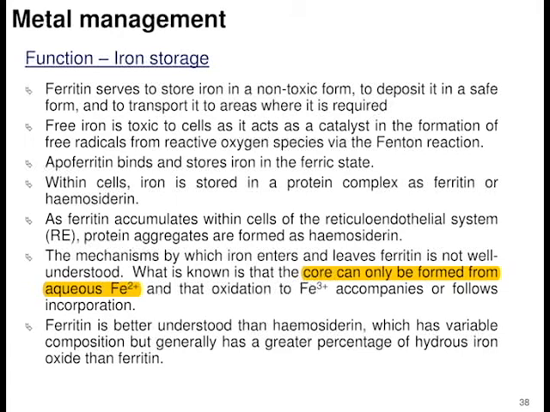So free iron is toxic. As I mentioned here, it causes formation of free radicals via the Fenton reaction. Apoferritin binds and stores iron in the ferric state. Ferric state is iron 3. When you remove the metal center from an enzyme, it's called an apoenzyme. So ferritin contains iron. If you remove the iron, we call it apoferritin.